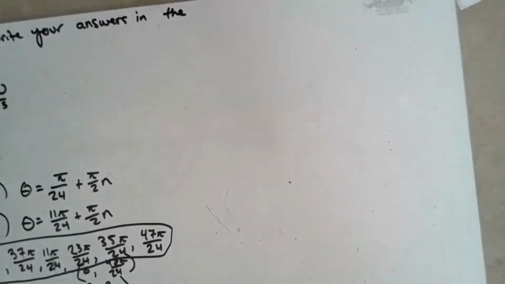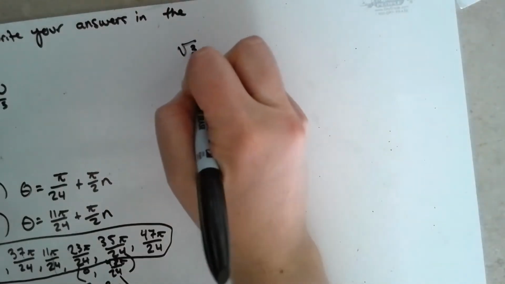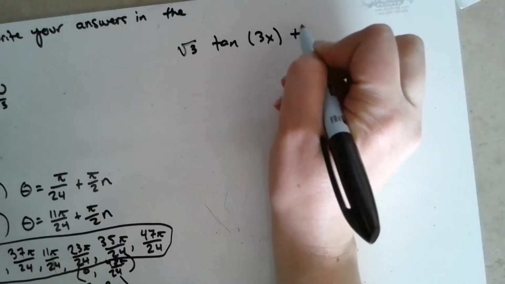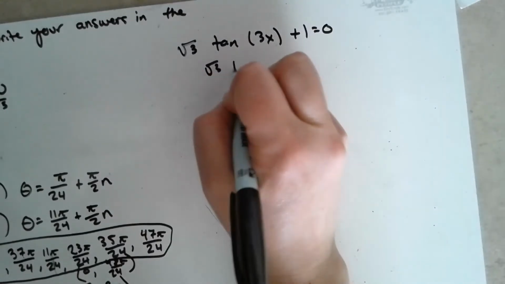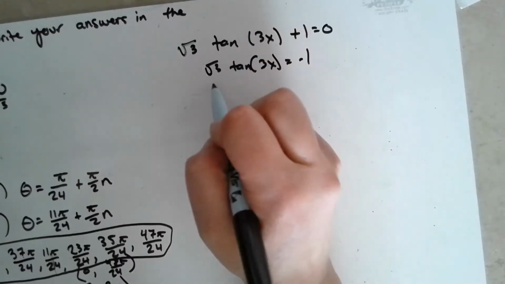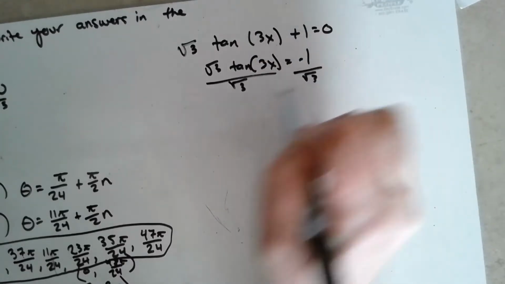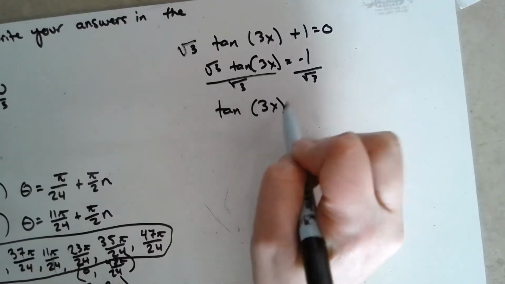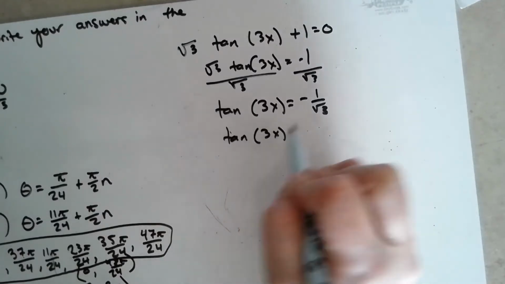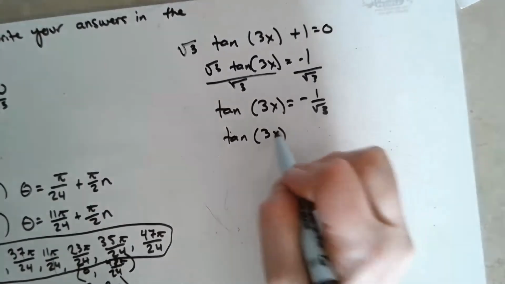This next one is not on your assignment, but you do have a tangent one that's very similar. So I just want to do one of these. So we're going to go square root of 3 tangent 3x plus 1 equals 0. So square root of 3 tangent of 3x equals negative 1. Divide. So tangent of 3x equals negative 1 over square root 3. So tangent of 3x, after we rationalize that, times it by square root 3 over 3, we get negative square root 3 over 3.